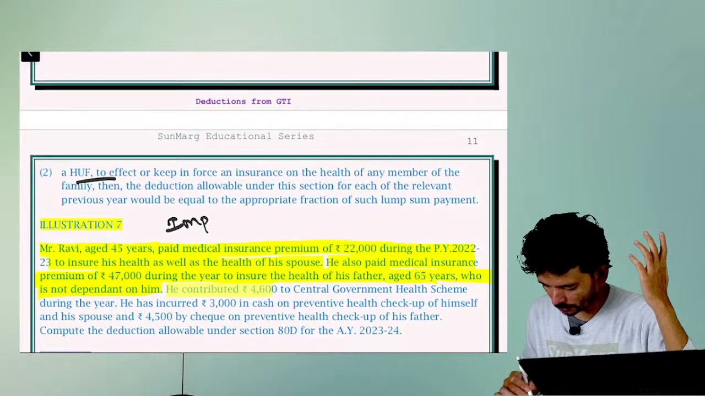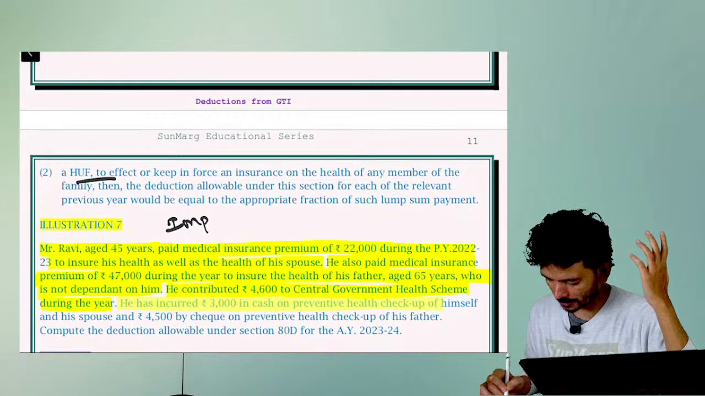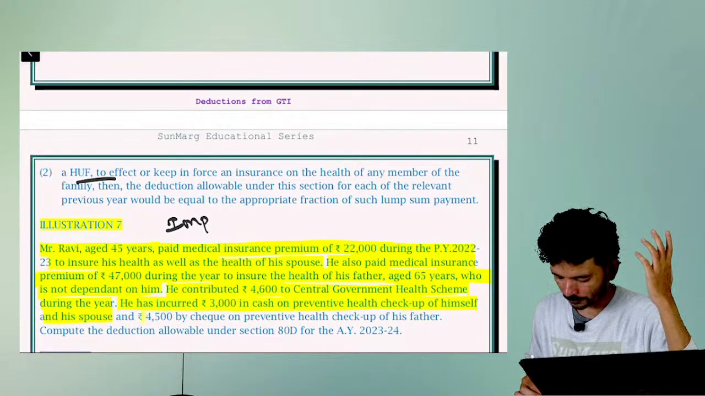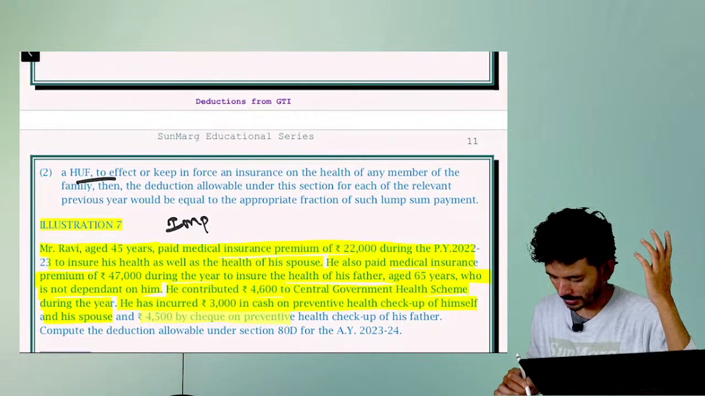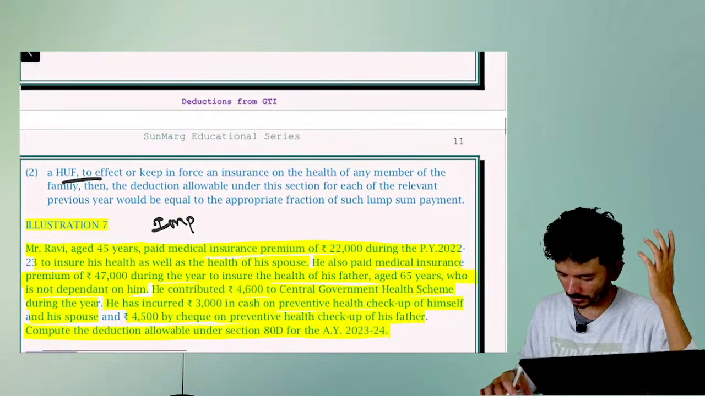He contributed 4,600 to the Central Government Health Scheme during the year. He also incurred 3,000 in cash on preventive health checkup for himself and his spouse, and 4,500 by cheque on preventive health checkup of his father. Compute the deductions allowable under section 80D for assessment year 23-24.